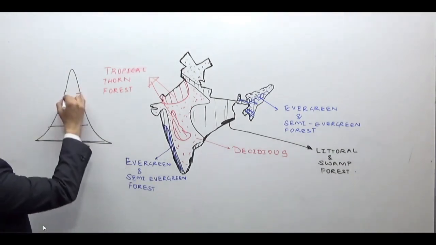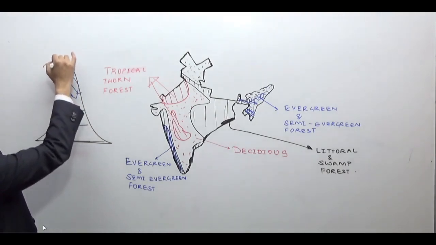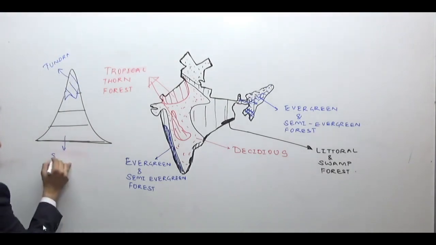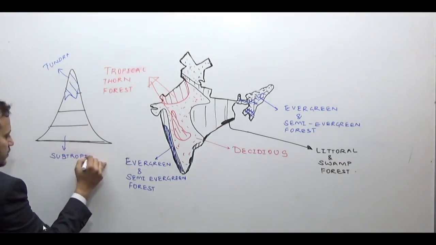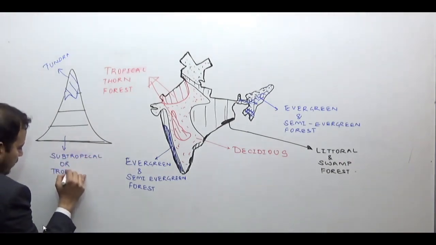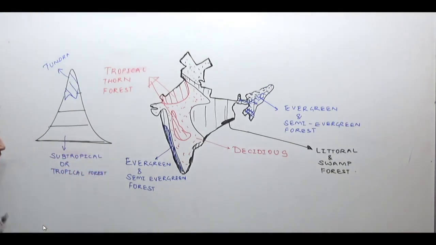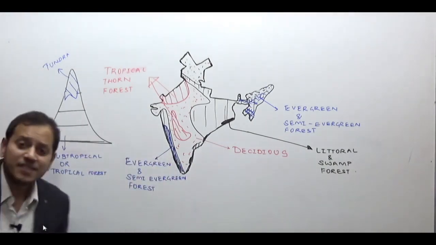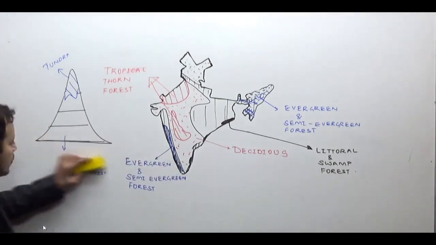If it is a very, very high mountain, there may be a snow cover on the top of the mountain. The snow cover will give rise to the tundra forest. Then on the other hand, if it is in the rainy region, it will have subtropical or tropical evergreen forest, or the tropical forest.